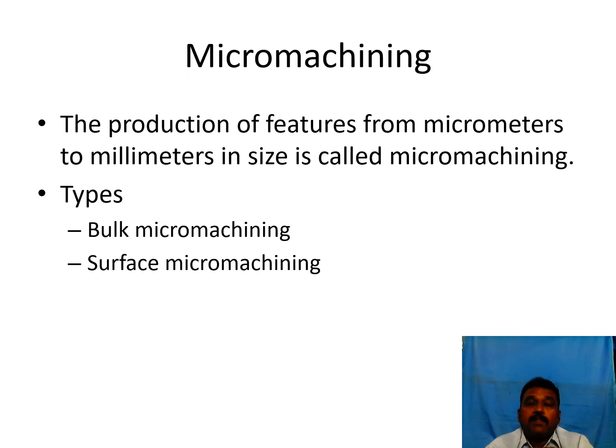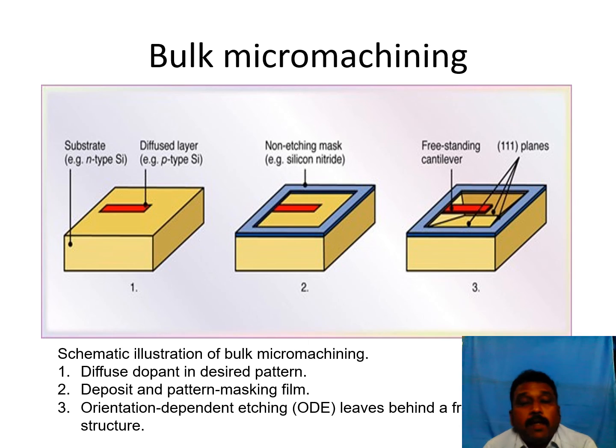So, there are two types: bulk micro machining and surface micro machining. This one is bulk micro machining. You can see the steps. Diffuse dopant in the desired pattern. The substrate is N-type silicon, and the diffused layer is P-type silicon. Over that we deposit and pattern a masking film, a non-etching mask, that is silicon nitride, so it will not be removed. Then orientation dependent etching relieves the structure. You can see that the masked part will not be removed, the remaining areas are removed. That is called bulk micro machining.